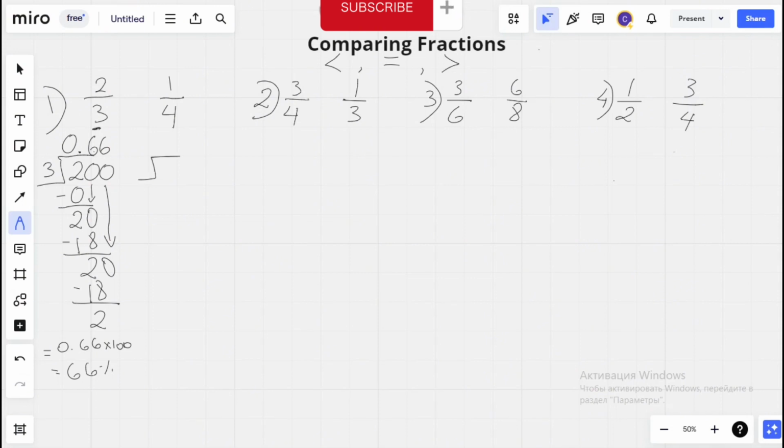We take the denominator and the numerator. Now, how many 4's can you put in 1? 0. Now 4 times 0 equals 0.